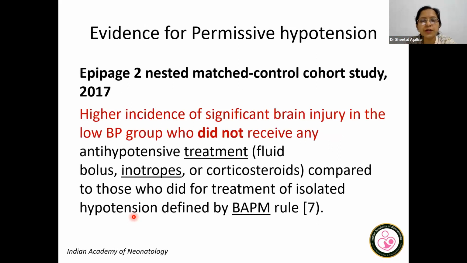So what is the evidence for permissive hypotension? Many advocate permissive hypotension. There was an EPIPAGE-2 nested matched control cohort study in 2017. It has shown that there is a higher incidence of significant brain injury in the lower BP group who did not receive any treatment, compared to those who received the treatment. So isolated hypotension can be damaging as per EPIPAGE-2, which was done in 2017. There was a higher incidence of significant brain injury.